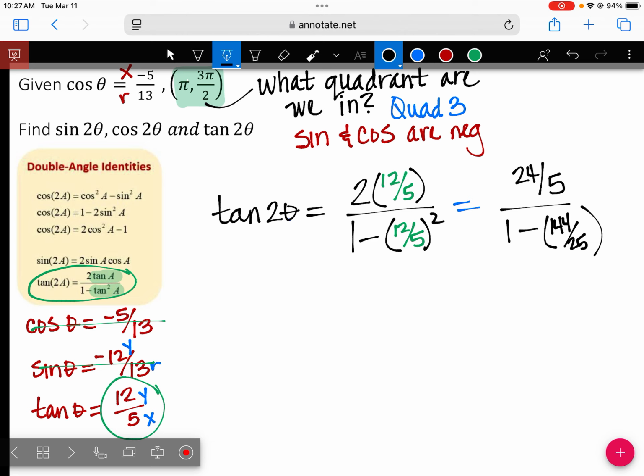So now we're ready to subtract. My numerator is 24 over 5. I'm going to leave that there. My denominator, I have to take 1 minus 144 over 25. So I'm going to rewrite 1 as 25 over 25, because 25 over 25 is the same as 1. But now I can subtract the 144 over 25.